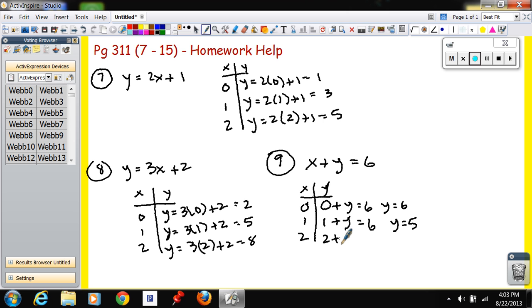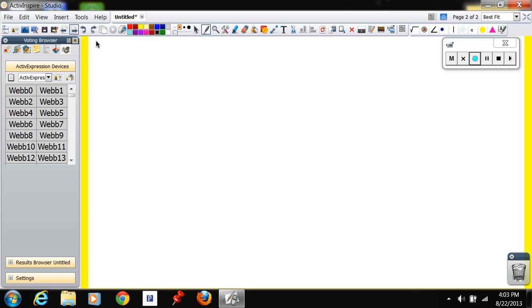And 2 plus y equals 6. 2 plus 4 equals 6, so y's got to be 4. So there's your three solutions for number 9. You can pause it and copy those down if you're behind. I'm going to keep moving. Number 10.